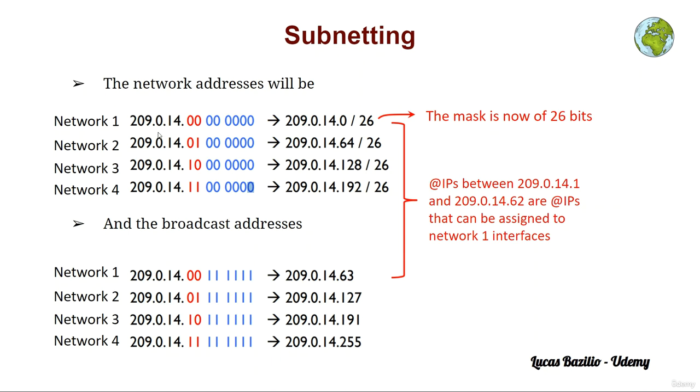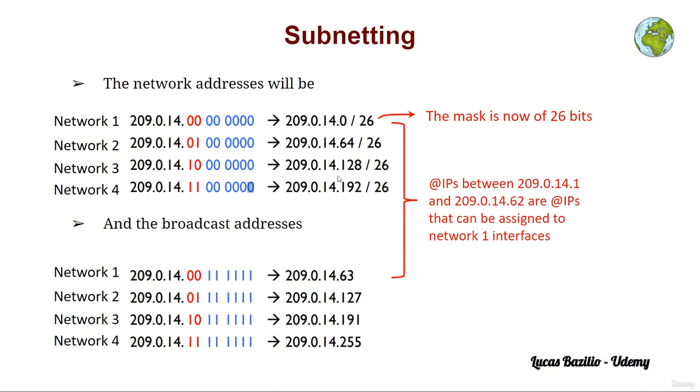Okay, so once we have seen the network addresses and the broadcast addresses of each of these networks, it is important here to consider, for instance, for the network 1, what is going to be the range of possible host ID addresses that we can set and assign. Well, here from the network 1, we can assign hosts with IP addresses from 209.0.14.1 until 209.0.14.62.